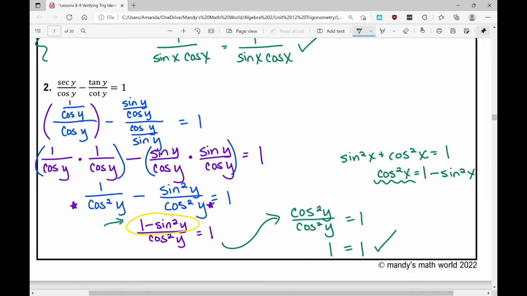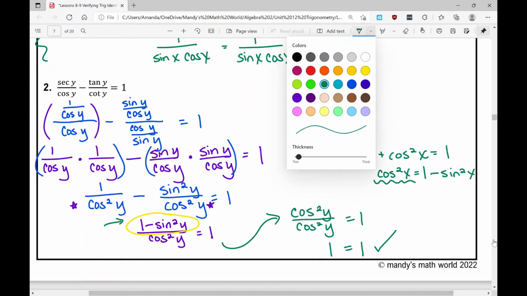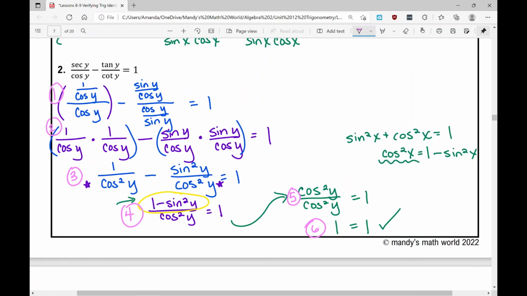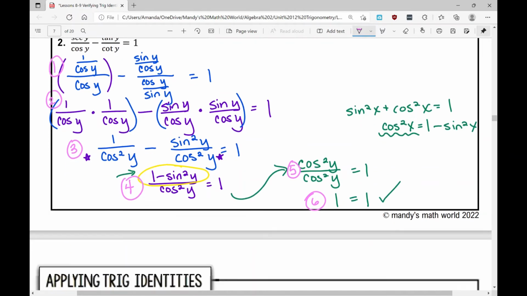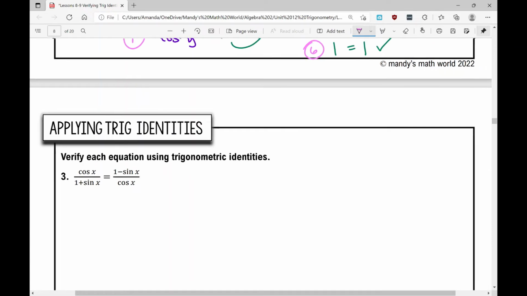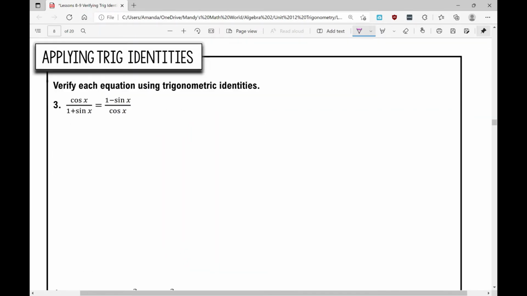So let's move on to example number 3. And if you want, you can always number your steps. There was step 1, step 2, 3, 4, 5, and 6 to show. You don't have to do that, but sometimes when I'm going back and referring to notes, that is helpful. You know, in step 4, in step 3, we did this. Okay, let's start example number 3.